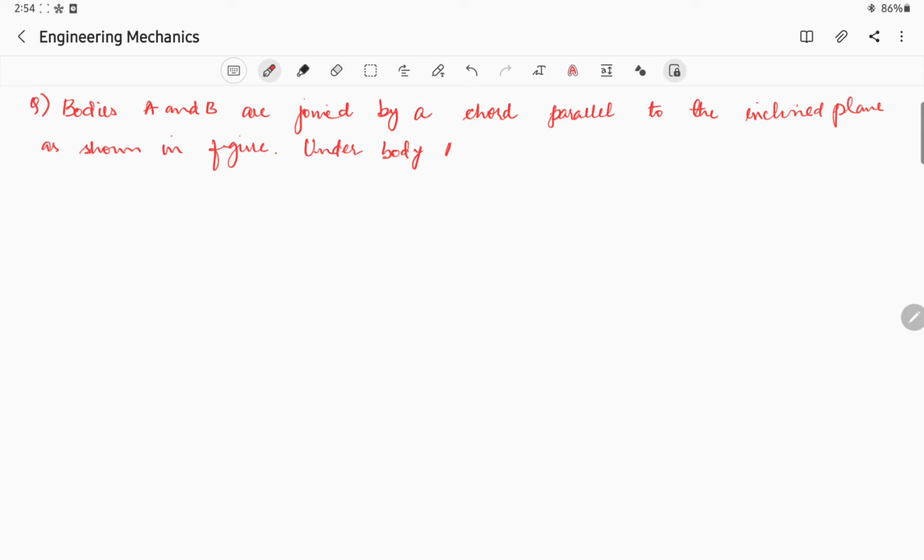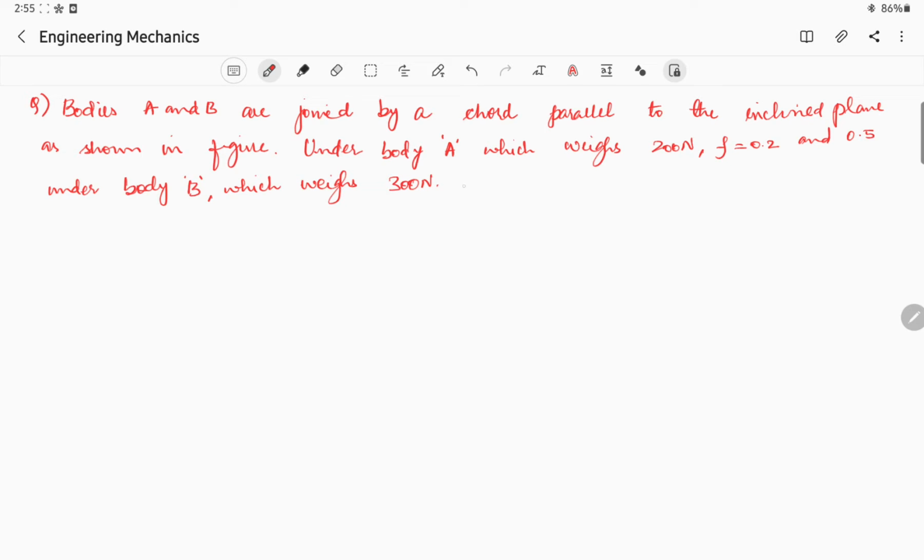Under body A, which weighs 200 Newton, the coefficient of friction is equal to 0.2, and 0.5 under body B, which weighs 300 Newton.